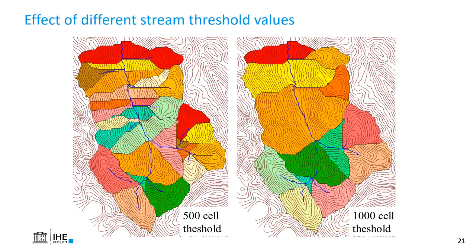To determine this threshold value is a bit difficult, and it needs a bit of trial and error. There's no rule of thumb, and it depends on other properties of your catchment. So here on the left we see the example if we have 500 units as a threshold, and on the right side we see 1000. So we see if we make the threshold lower, it results in more tributaries and subcatchments than if we make it higher.